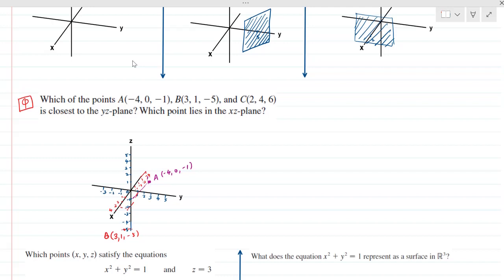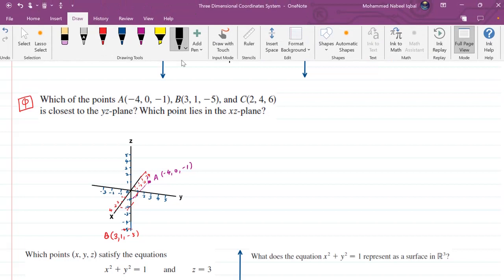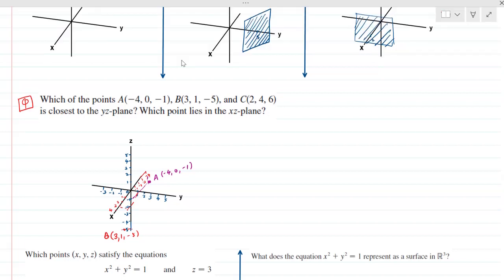Now the next point is C, 2 comma 4 comma 6. So x equals 2, y equals 4, it will be here. This is the two dimension xy finished. Now z is equal to 6. Z equal to 6 will be here.